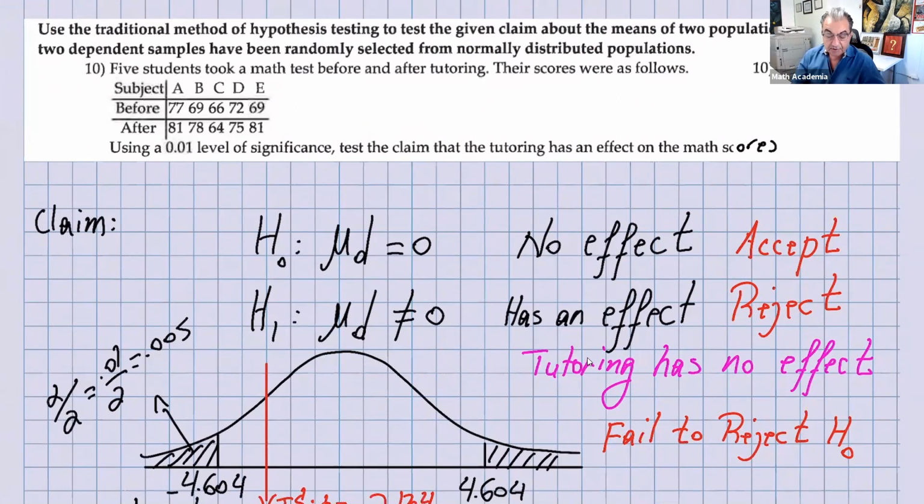Number 10, use the traditional method. Traditional method stands for the test statistic only. You don't need the p-value. Use hypothesis testing to test a given claim about the means of two populations. Assume that the two dependent samples have been randomly selected from normally distributed populations. 5 students took a math test before and after tutoring, and the scores are there. So we have the subjects, 5 students, A, B, C, D, E, with before and after scores. Using 0.01 significance level, test the claim that tutoring has an effect on math scores.